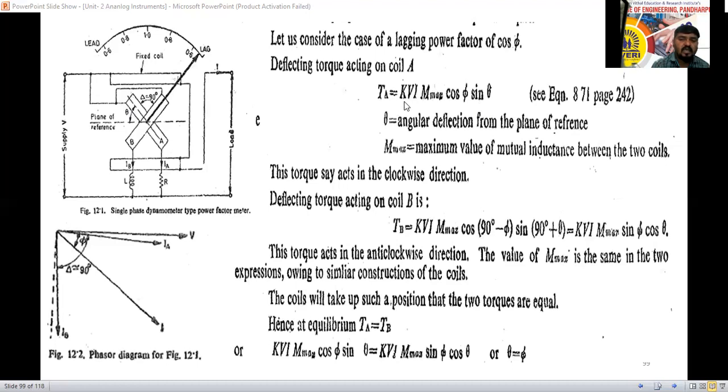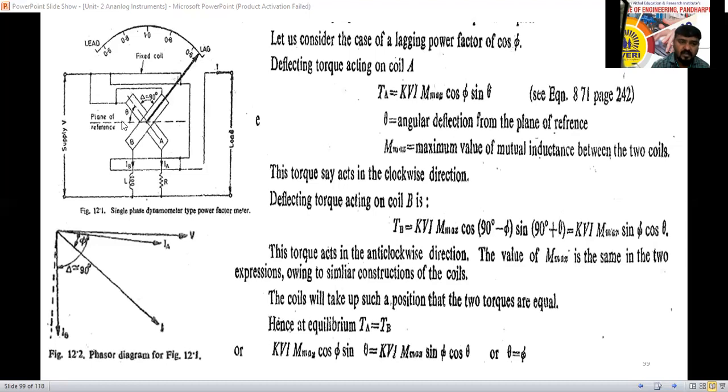So TA equals K, the constant, V the voltage, I the current, and M max, the maximum mutual inductance value of A and B. This is the phase angle of the current, cos phi, and this is the deflection angle, sine theta. The reactive component we call sine theta, and the active component we call cos phi. So this is the total deflecting torque produced by coil A. We are considering that it is at lagging position here now. Here cos phi is lagging.